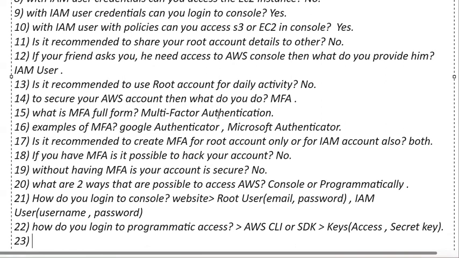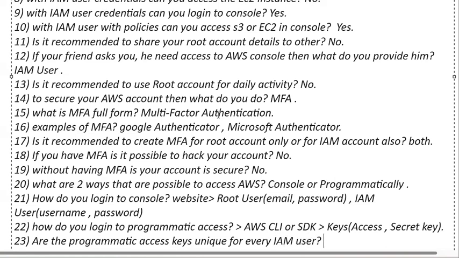Let's move on with another question. Are the programmatic access keys unique for every IAM user in particular? Are they unique for every IAM user? The answer is yes.